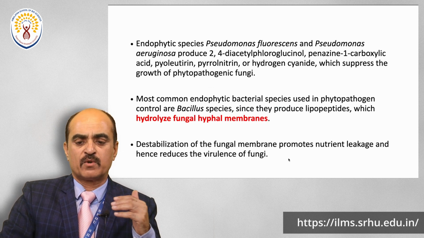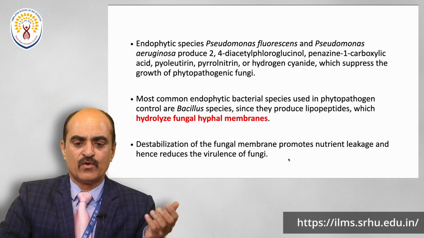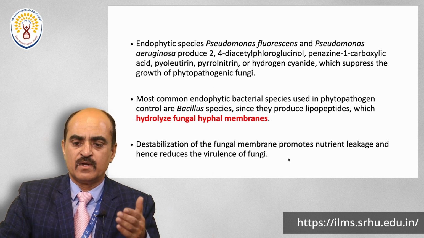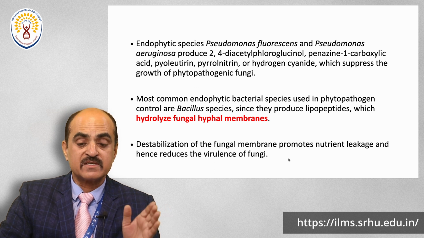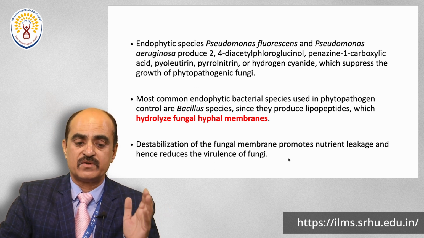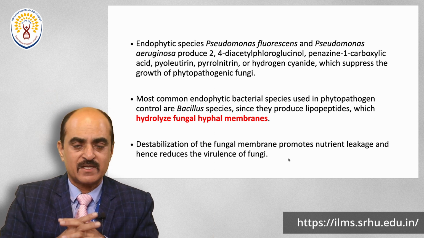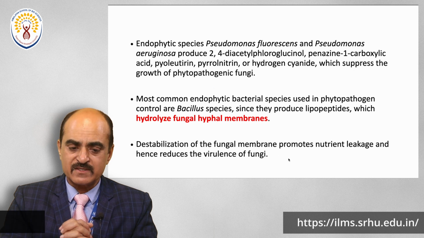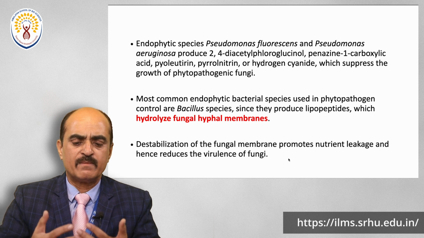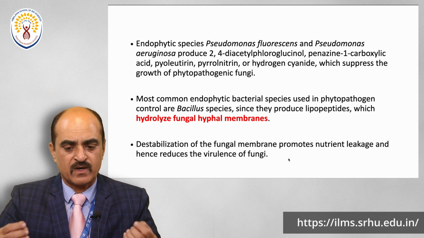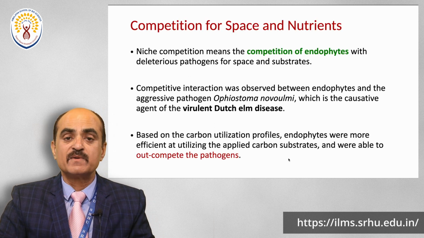So the endophytic species of Pseudomonas aeruginosa produce 2,4-diacetylphloroglucinol and other carboxylic acids, pyrrolnitrin, and hydrogen cyanide, and these chemicals suppress the growth of the phytopathogenic fungi. The most common endophytic bacterial species used in phytopathogen control are Bacillus species, since they produce lipopeptides which hydrolyze fungal hyphal membranes. Destabilization of the fungal membrane promotes nutrient leakage, hence the virulence of the fungi is reduced. Then there is the competition for space and nutrients also.